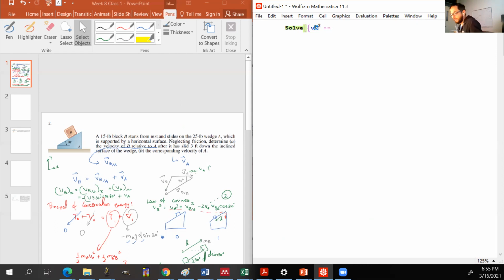let's use consistency, so VB like that. So that's equal to VA squared plus VB relative to A squared minus 2 times VB times VB relative to A times the cosine of 30 degrees. All right, so that is my first expression.